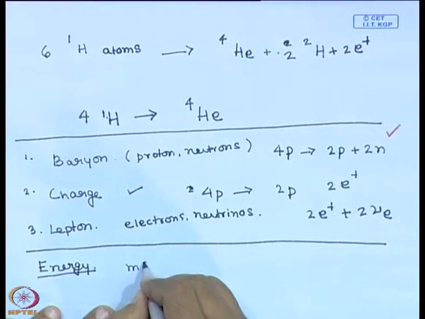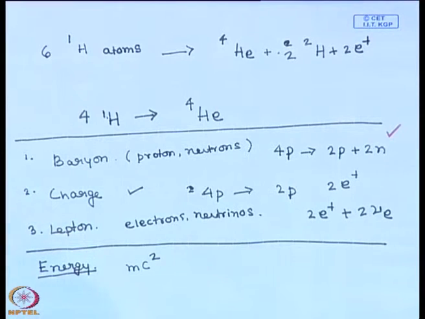So, you have to bear in mind that when a particle is at rest, it has rest mass energy mc squared. So, any particle at rest has rest mass energy mc squared. In addition, it can have more energy if it is moving. Now, the total energy is conserved.